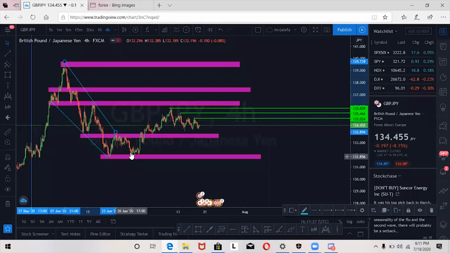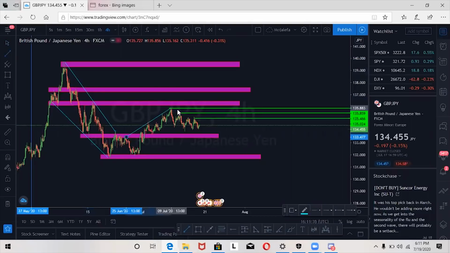Then it shot to the upside. But when it was shooting to the upside, we were able to see something like this, which is an uptrend. It's a short uptrend, you see. Something like this. Then it broke to the downside.